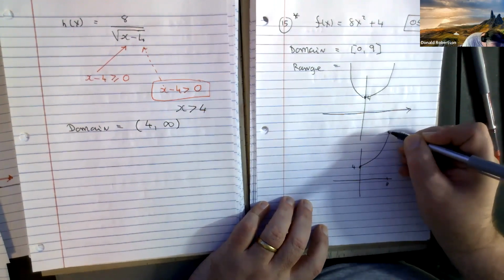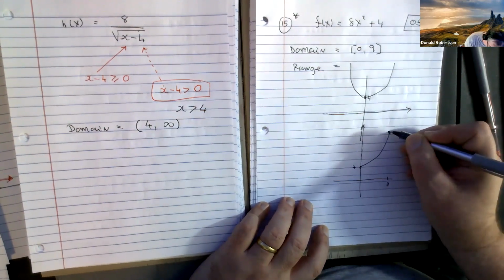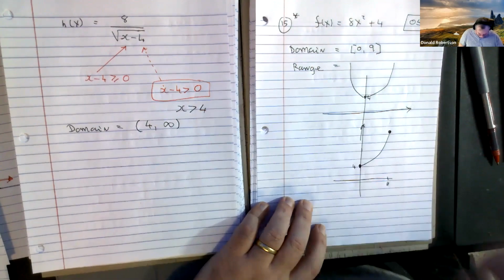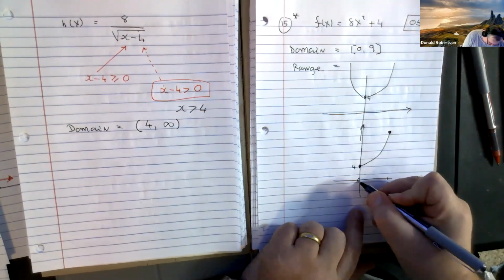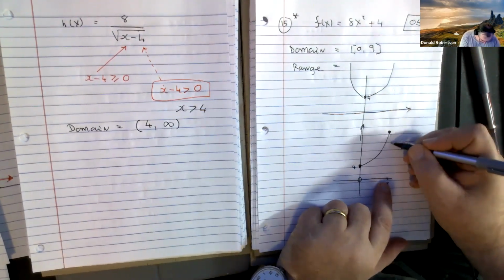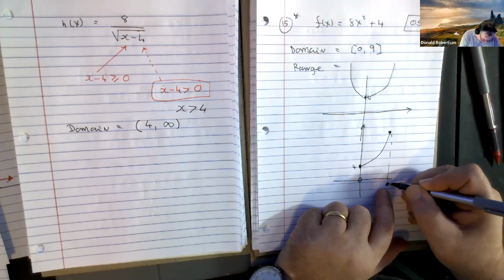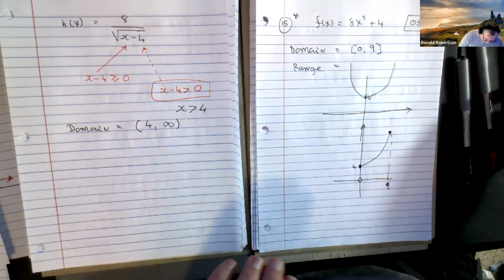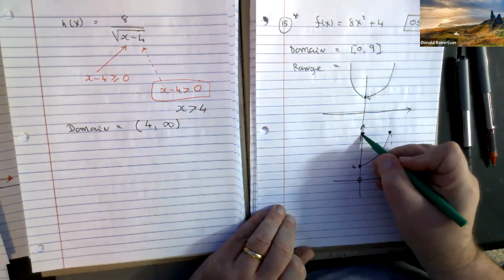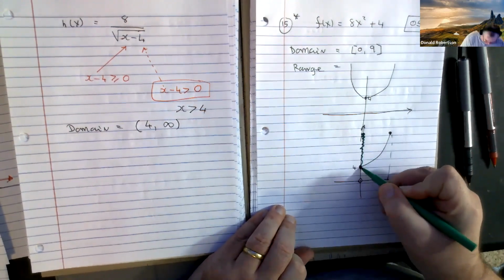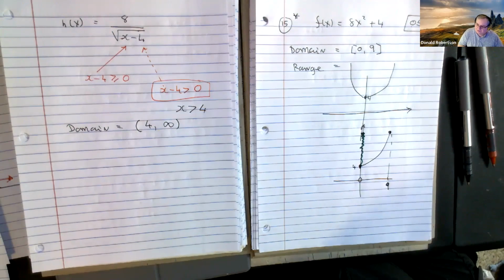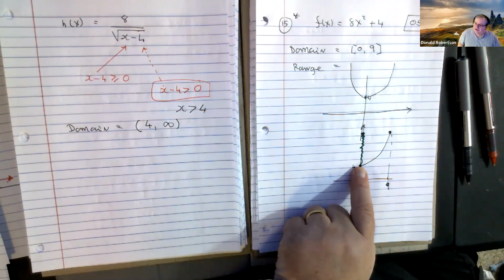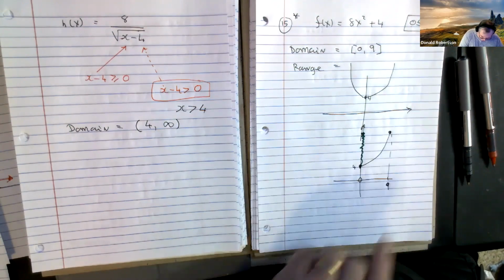Can you see that your curve looks like this? It has a starting dot at x equals 0, and it has a finishing dot at x equals 9. So won't the range be from here to here? The range of y's, right? The range of answers. From 4 to whatever that number is.